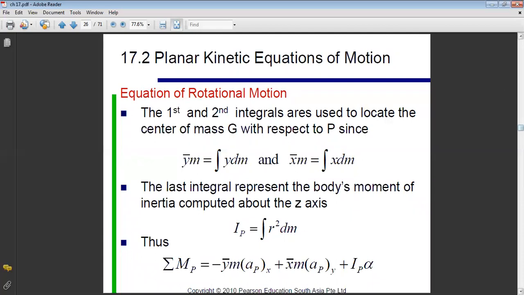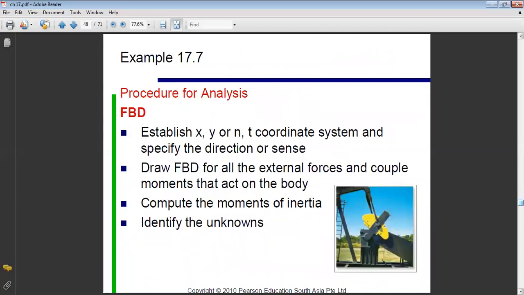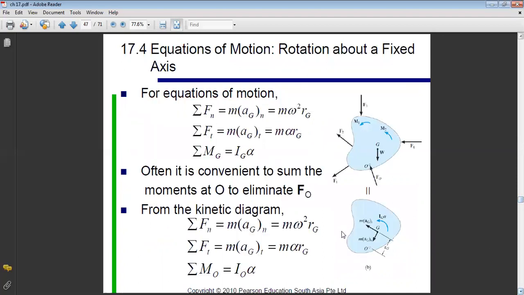So for pure rotation, you can apply the relation either about G or about the fixed point of rotation. Okay? So the 3 equations I will get are sum of Fn equals M AGn, and AG normal is M V square over R, but V is what? V is R omega. So I can replace V square over R by omega square times R. Okay? And sum of tangential force is M AG tangential equals M alpha RG, and sum of moments about O is IO alpha.